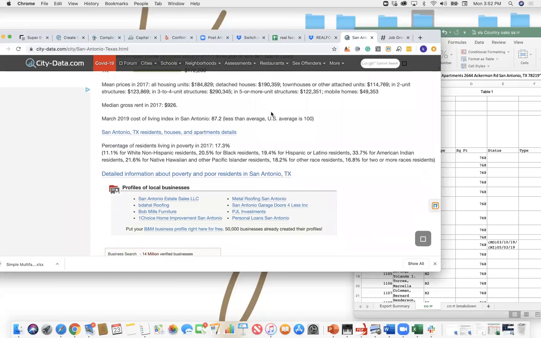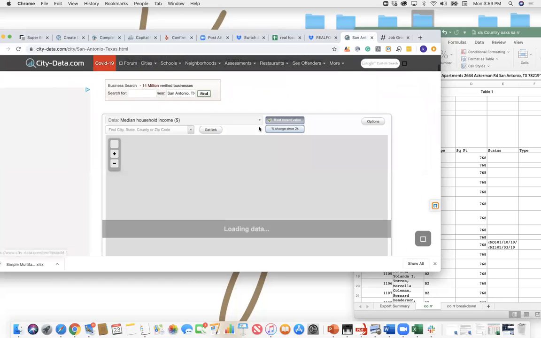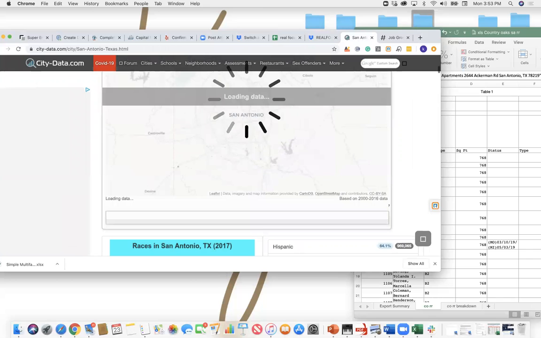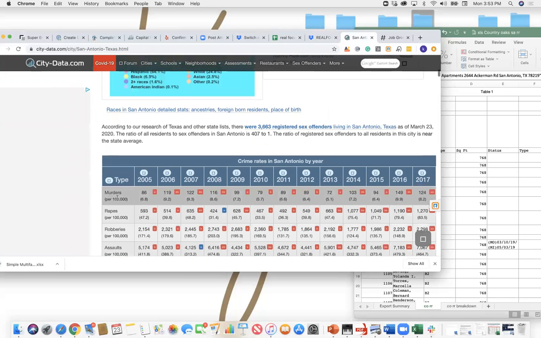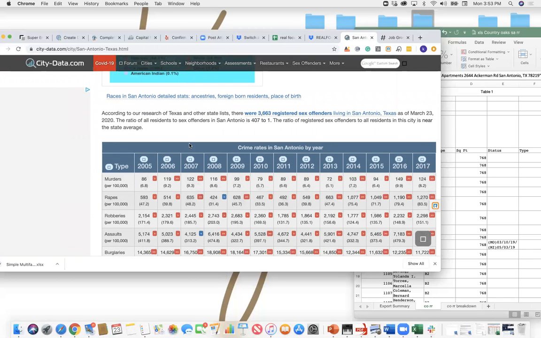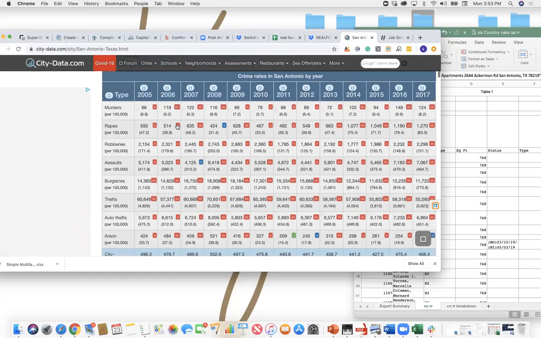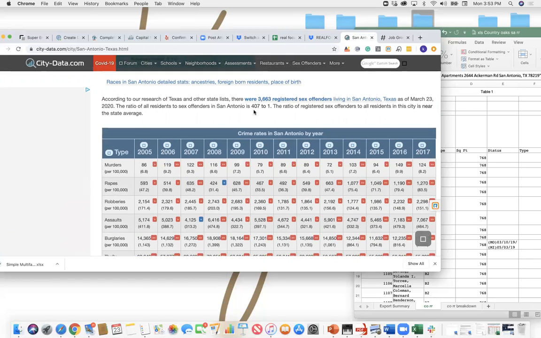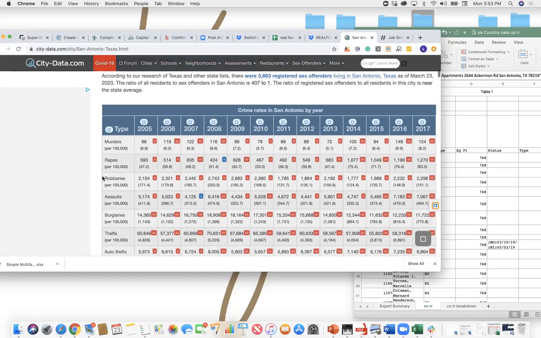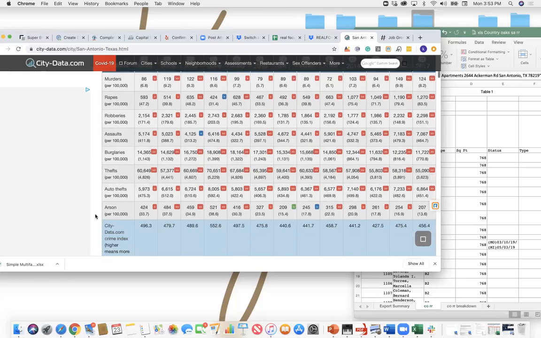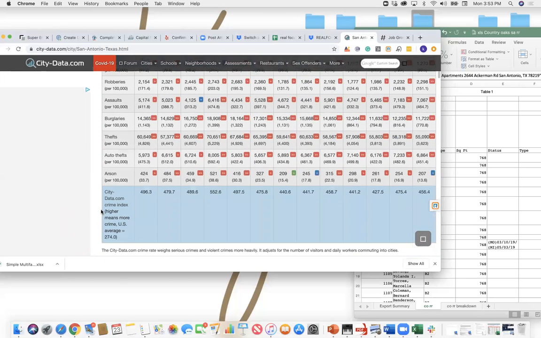And then one last thing that we need from city-data is going to be down here when we are in this table. So this table is our crime rates in San Antonio by year. So this covers sex offenders, and then also murders, rapes, robberies, assaults, burglaries, thefts, auto thefts, arson. So all the scary stuff.